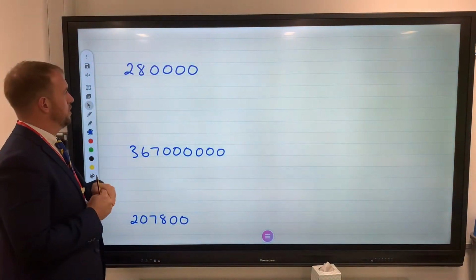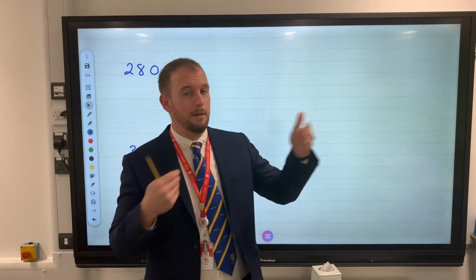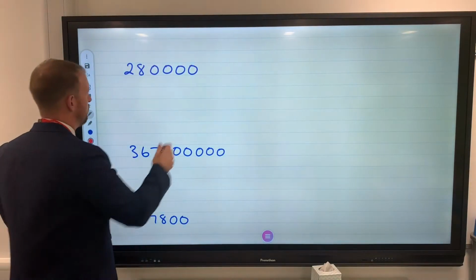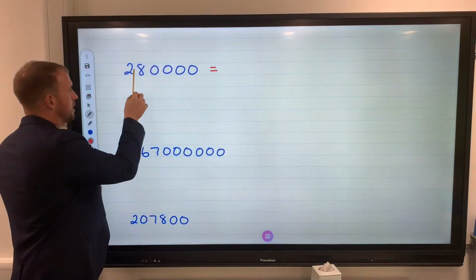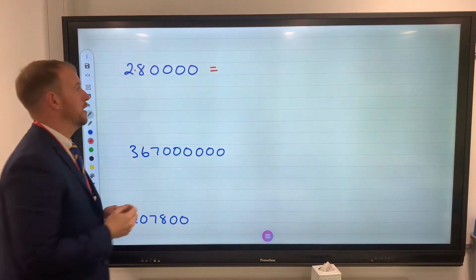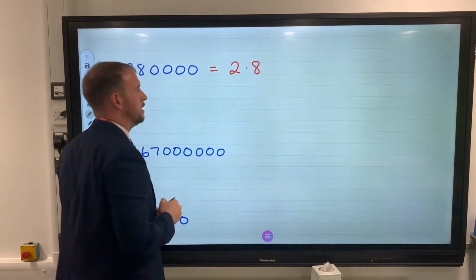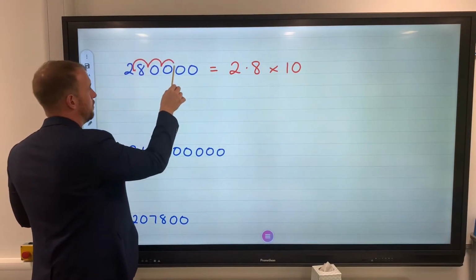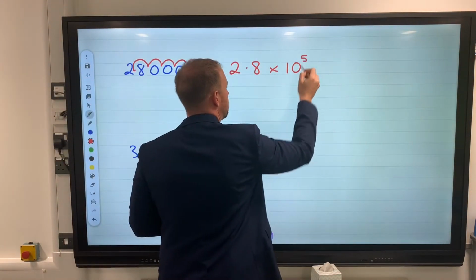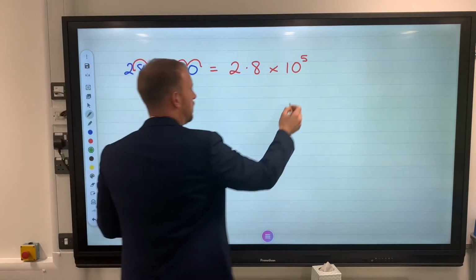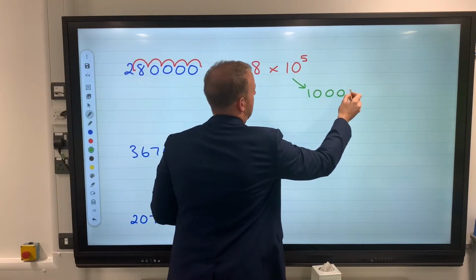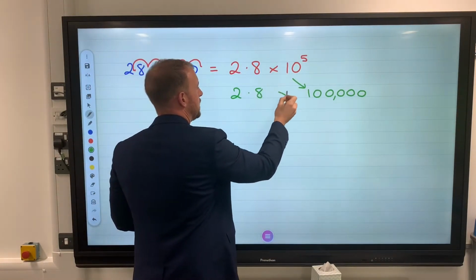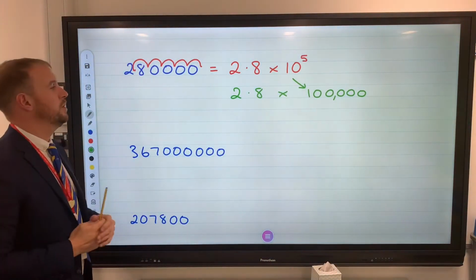So this number here now, 280,000. Now, this number is not that big really in comparison to some of the numbers that you may come across in your exams. But to write this in standard form, we always start with one digit and then the decimal point. Okay, so our answer would be 2.8 times 10 to the power of 1, 2, 3, 4, 5. Okay, now 10 to the power of 5 is a 1 with 5 zeros. Okay, it's 100,000. So what we are saying is 2.8 times 100,000 is 280,000.